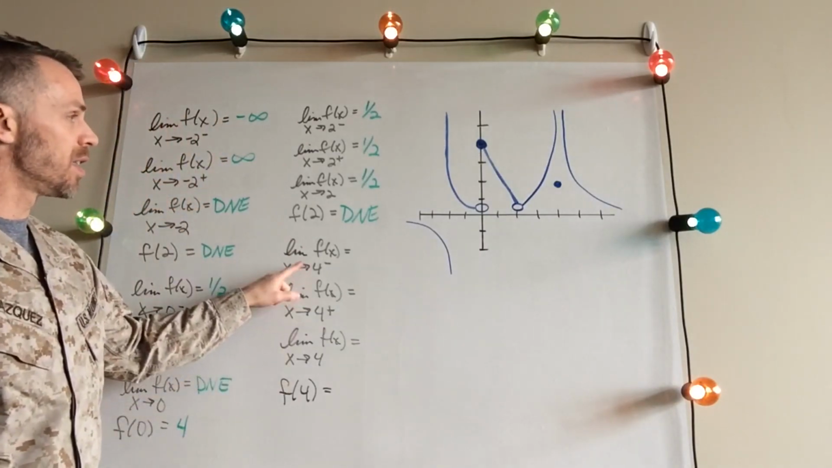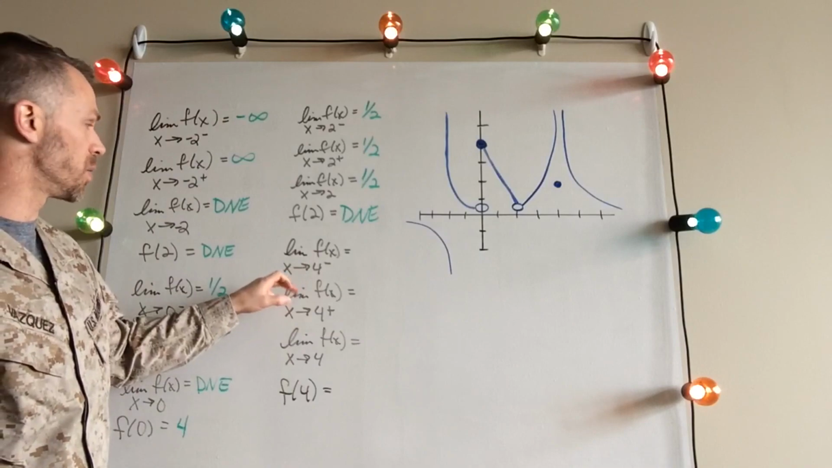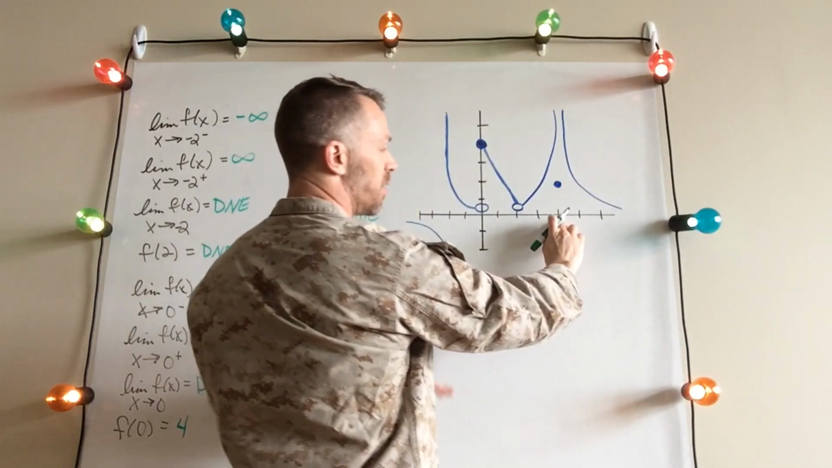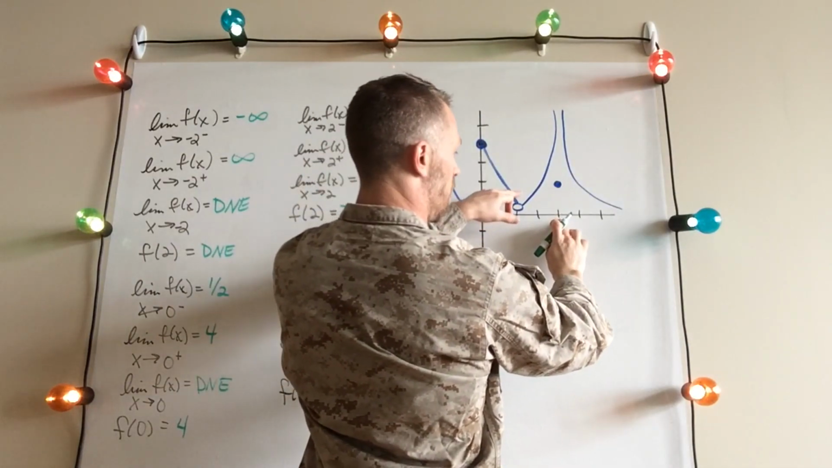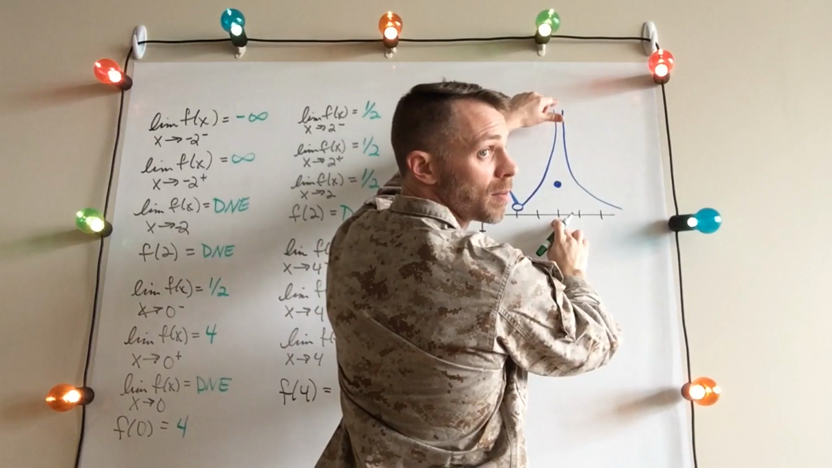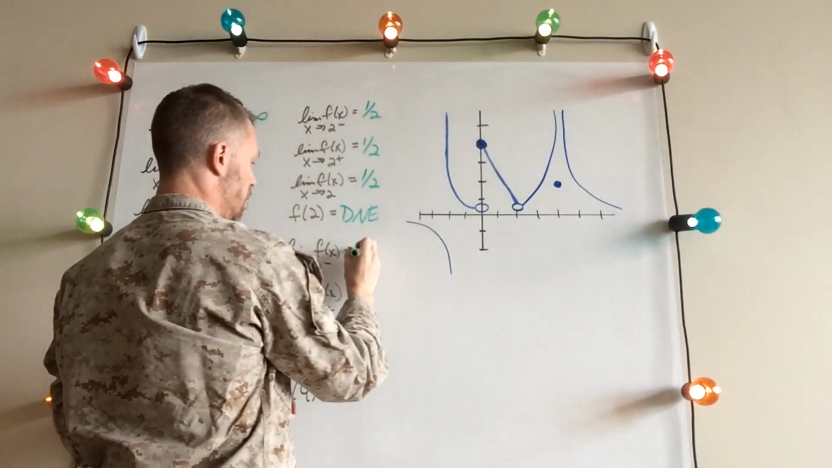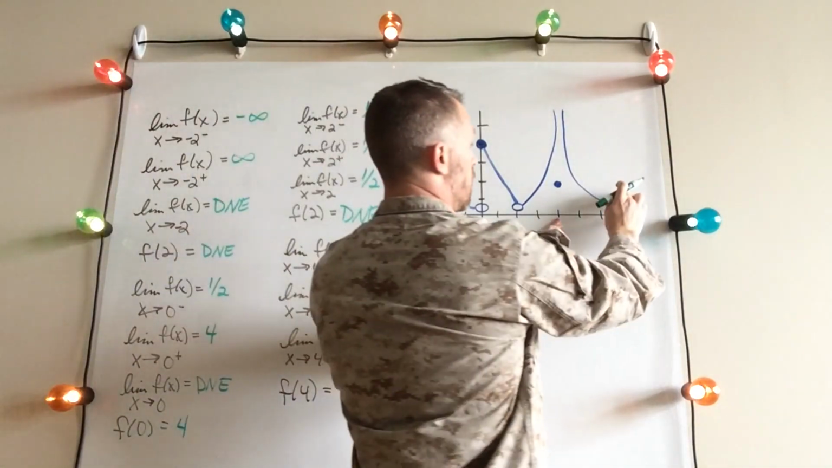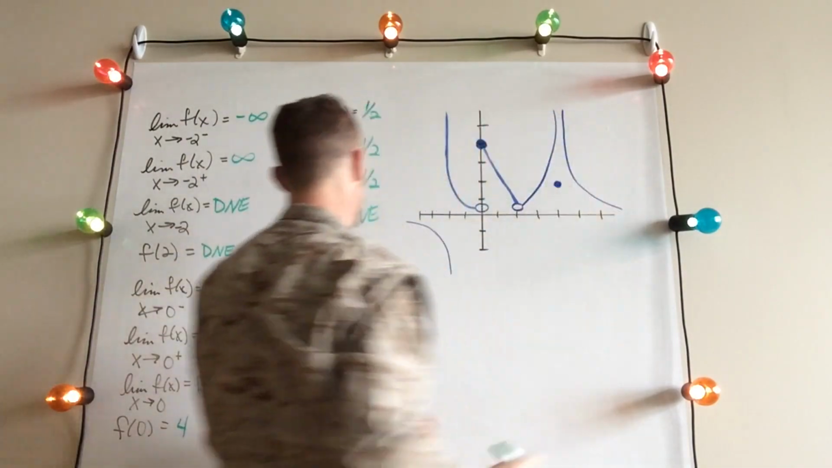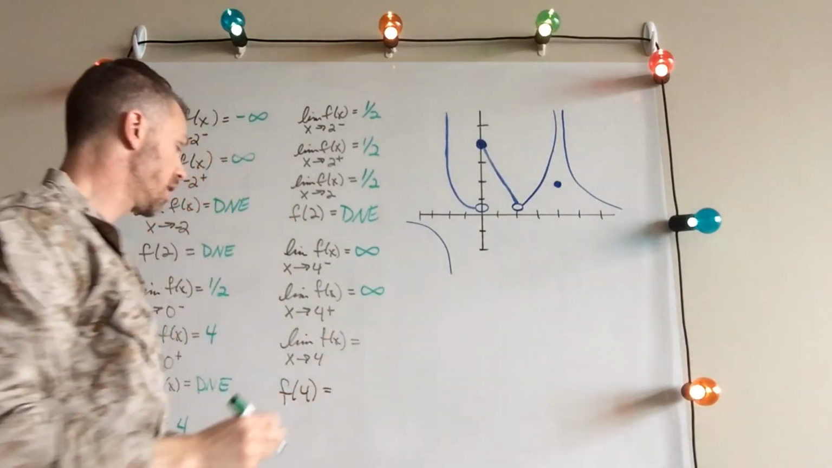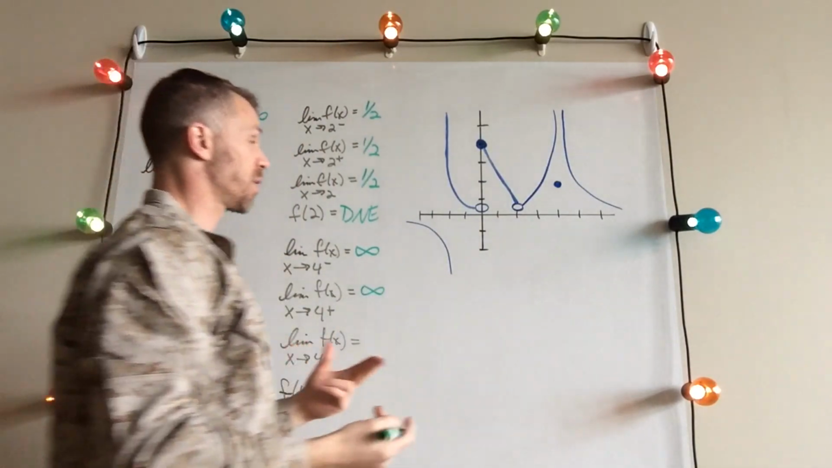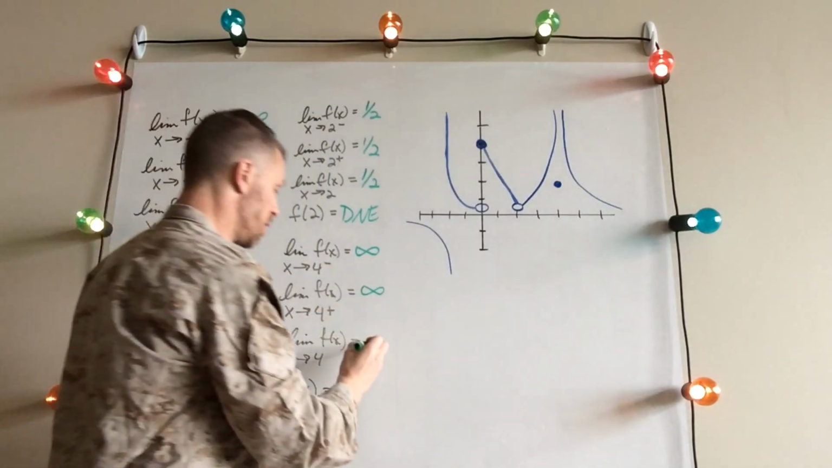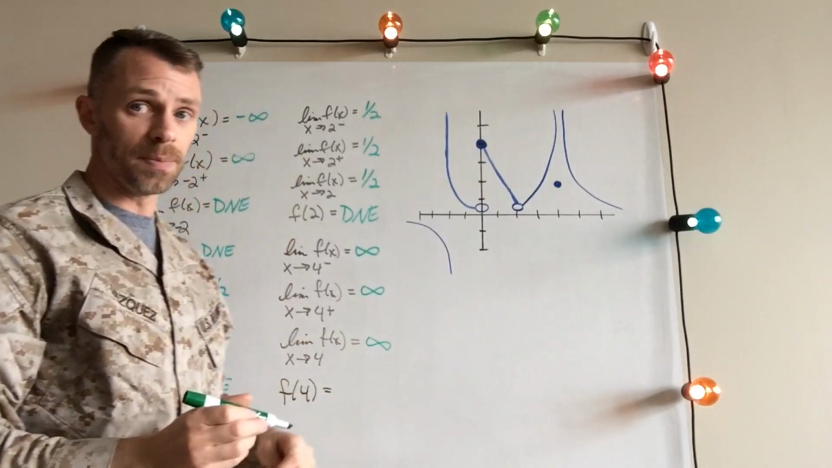Let's move over to 4. X equals 4. The limit of f of x as x goes to 4 from the left. 1, 2, 3, 4. As x goes to 4 from the left, we're going up. It looks like we're not going to stop. So that's infinity. As x goes to 4 from the right, we're going up. Looks like we're not going to stop. So that's also infinity. The limit from the left was equal to infinity. The limit from the right was equal to infinity. So this one should also equal infinity.